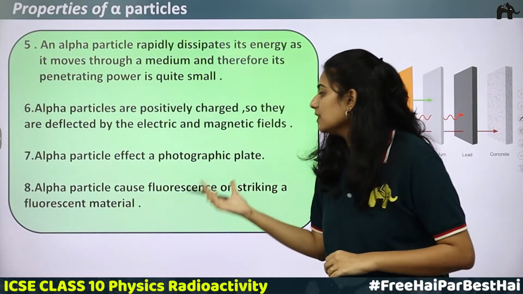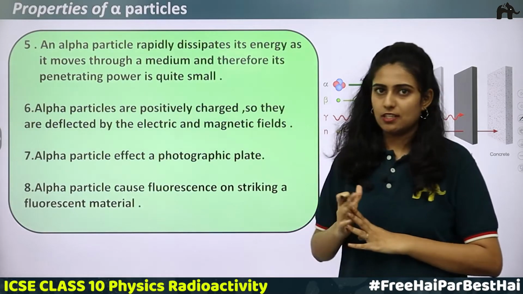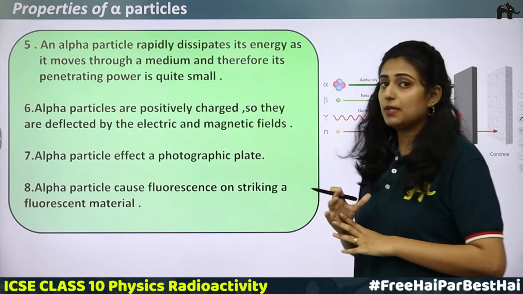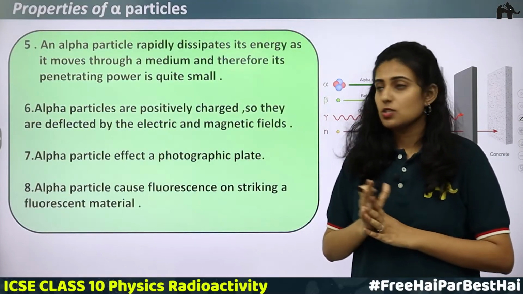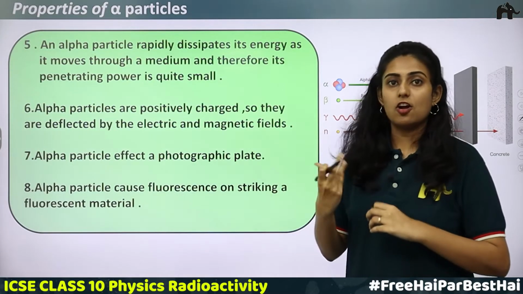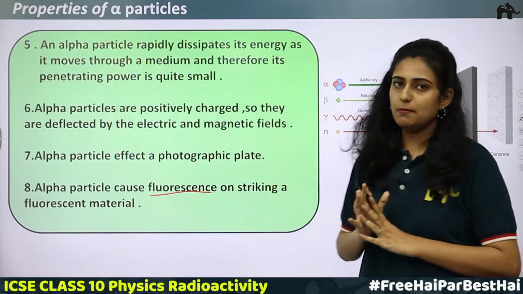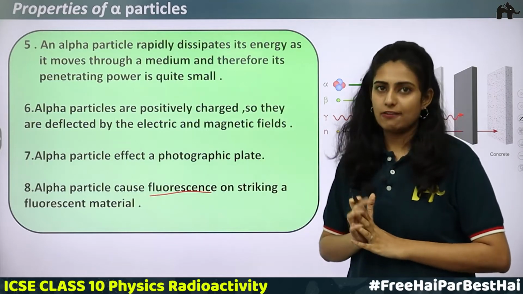Next point, alpha particles cause fluorescence on striking a fluorescent material. You know what a fluorescent material is. For example, radium, when kept in dark, you can see it shining. So this is an example of fluorescent material. Similarly, alpha particles can also shine. This property is called the fluorescence of the material. So this is again a property of alpha particles.